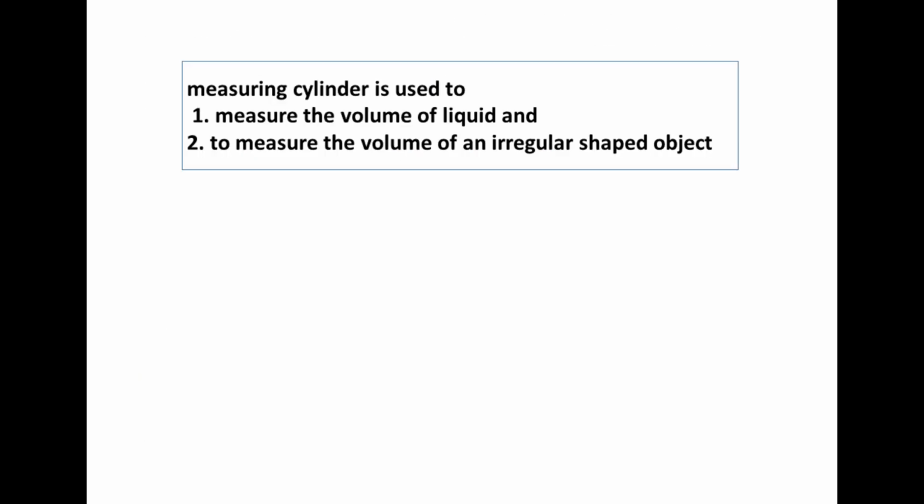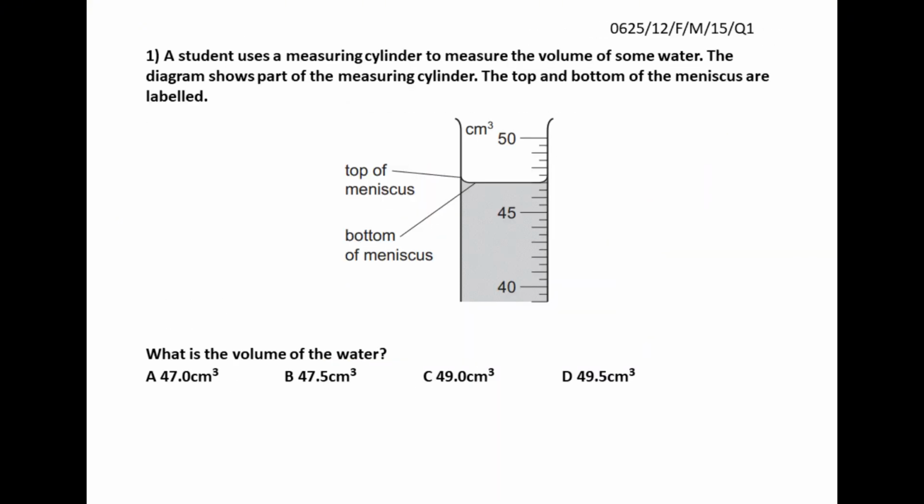Hi, this video is about measurement using measuring cylinders. We know that a measuring cylinder is used to measure the volume of a liquid and to measure the volume of an irregular shaped object. Look at question number 1.